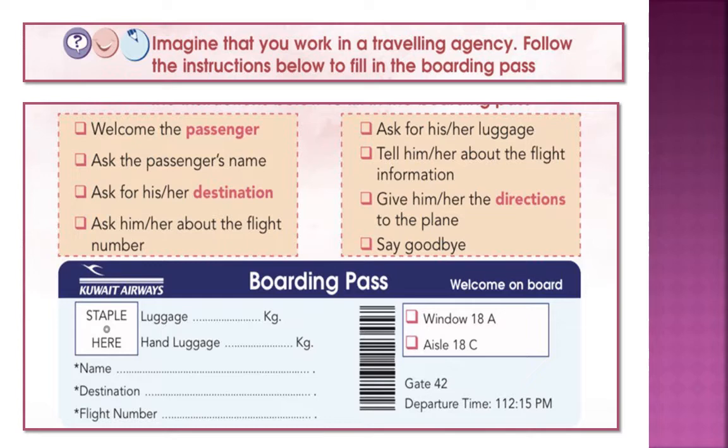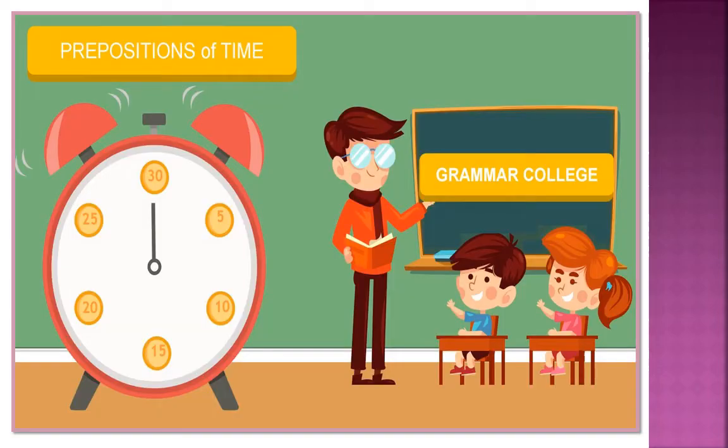Here we have a sample for the ticket. Boarding pass. Luggage 20 kilogram. The handbag 5 kilogram. The name, for example, Ahmed. The destination is Canada. Flight number is 462. Okay, so this is a sample for the ticket.